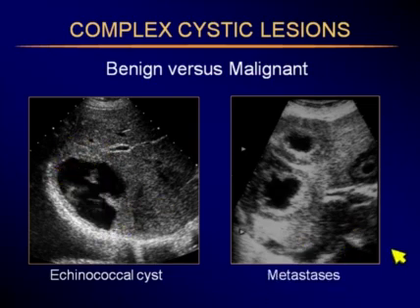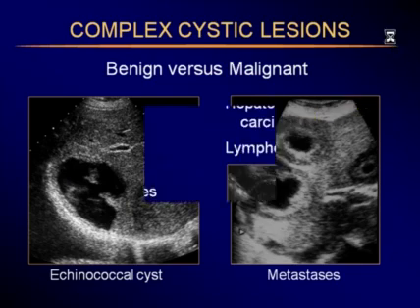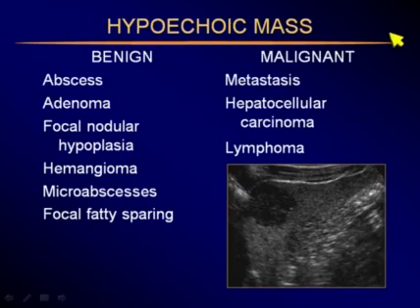This one, metastases. So we can't really tell. There's nothing specific. So that's why I'd like to make just a list of hypoechoic masses in the liver. Nothing very specific about these. We can have an abscess, we can have an adenoma, focal nodular hyperplasia, a hemangioma, an unusual atypical hemangioma, focal fatty sparing, microabscesses. They can be hypoechoic. It could be a malignant metastasis, hepatocellular carcinoma, or lymphoma.